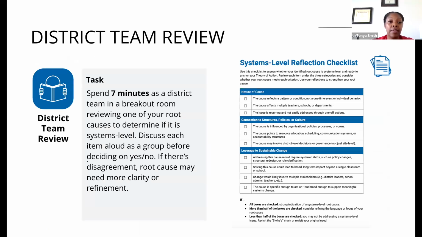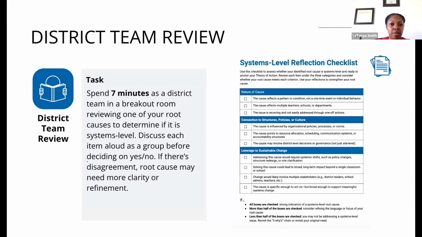So you'll spend seven minutes as a district in your breakout rooms reviewing your root cause analysis to determine if it's systems level. We want you to discuss each item aloud as a group before deciding on a yes or a no. So go through each one of the boxes. If there's a disagreement, your root cause may need more clarity or refinement. Disagreement in this case is good because it will cause discourse, and then we'll get to whether it's a yes or a no. Any questions before we go into our breakout rooms? Again, the checklist has been dropped in the chat.